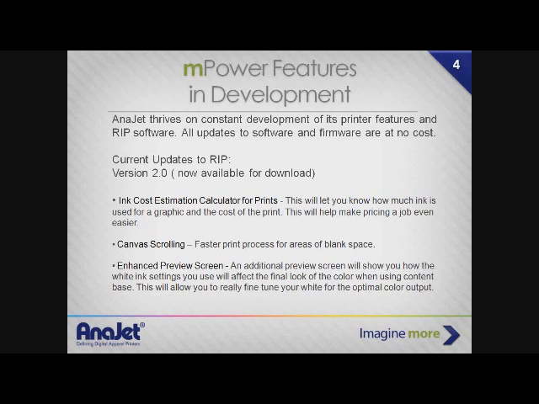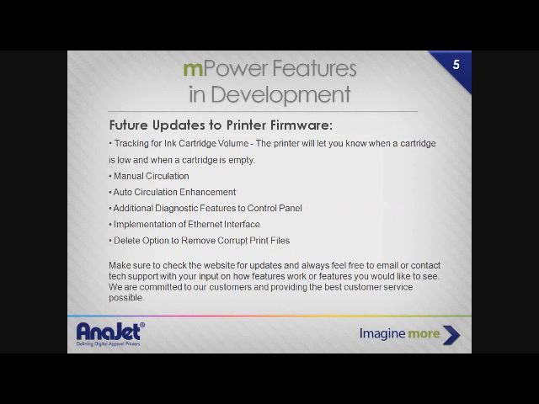Just a quick review of some of the firmware updates that have come out. If you haven't already done so, make sure that you download the latest version of the firmware as well, version 2.0. The newest versions of the firmware will allow you to manually circulate your ink. There are enhancements to the auto circulation, additional diagnostic features, something that's coming up in the future implementation of the Ethernet interface, and the delete option to remove corrupt files.